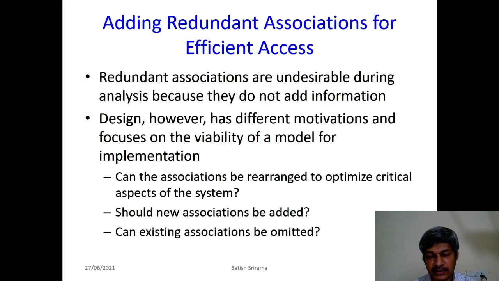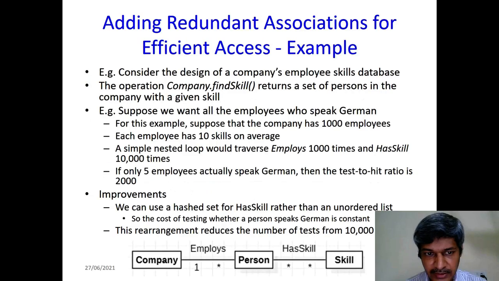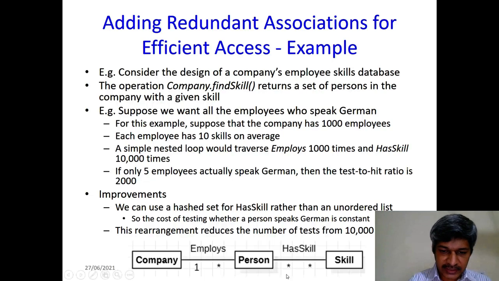In this stage, let us look at an example, where I will try to explain what I really mean by adding new associations, arranging them, etc. Consider, say for example, the sub part of the class diagram for that particular application. A company employs several persons, and each person has some skills. So this is a one to many association here, employs, and a many to many association here, has skill.